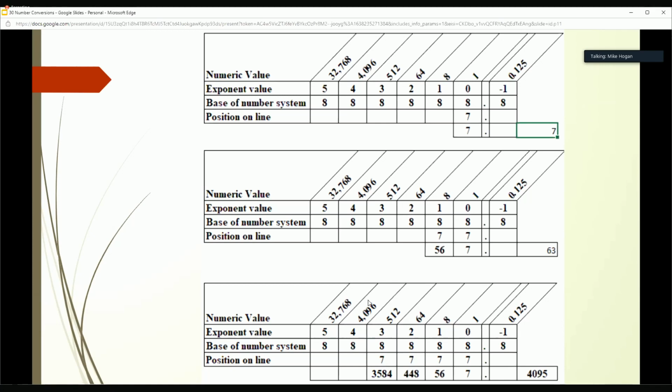Right? 4096 was my next weighted column. If I add up 7777 in octal, I'm going to get 4095. Remember, I'm taking the number and multiplying it by the weight of the column, just as I do in decimal. And so I get the values 7, 56, 448, 3584, and I would add those together to get 4095, right?